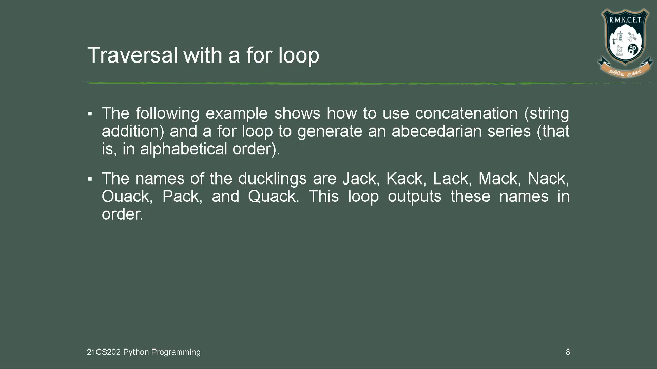Here we are going to use the concatenation operation with the for loop, or with the traversal. We take one string which contains the letters J, K, L, M, N, O, P and Q, and a second string set to be ACK. We will concatenate those two strings to give the new words: jack, kack, lack, mack, nack, oack, pack and quack. Okay, we shall see it.